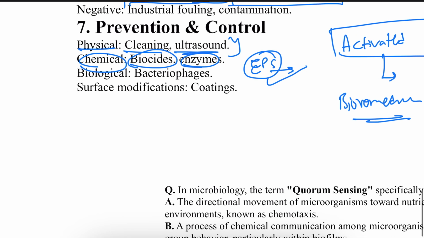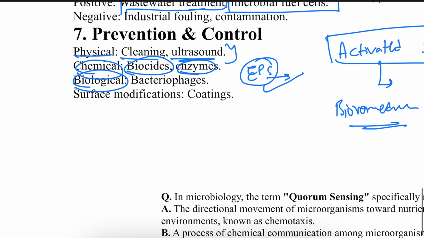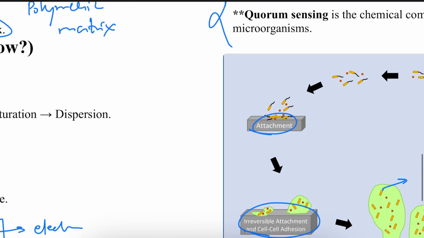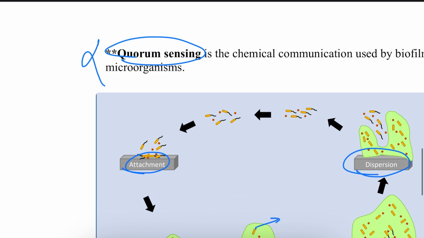Then we also have biological approaches such as bacteriophage therapy, where we use certain viruses called bacteriophages to disrupt the quorum sensing. If you disrupt the communication between the microorganisms, by doing this, we can also degrade the biofilm.